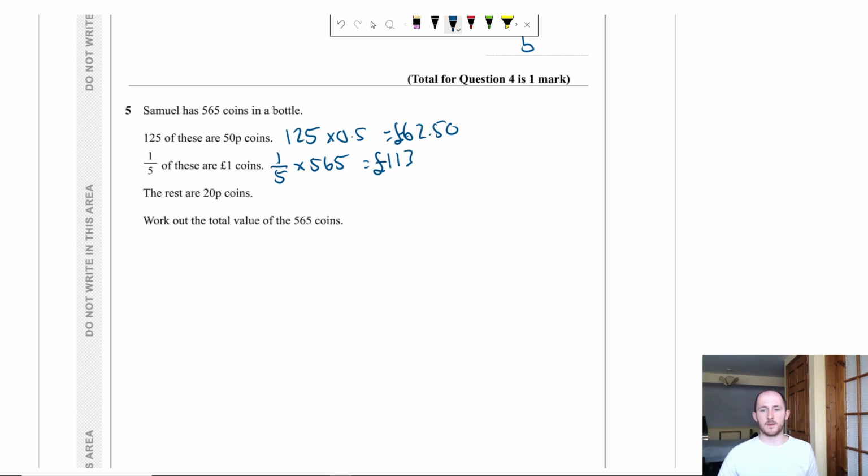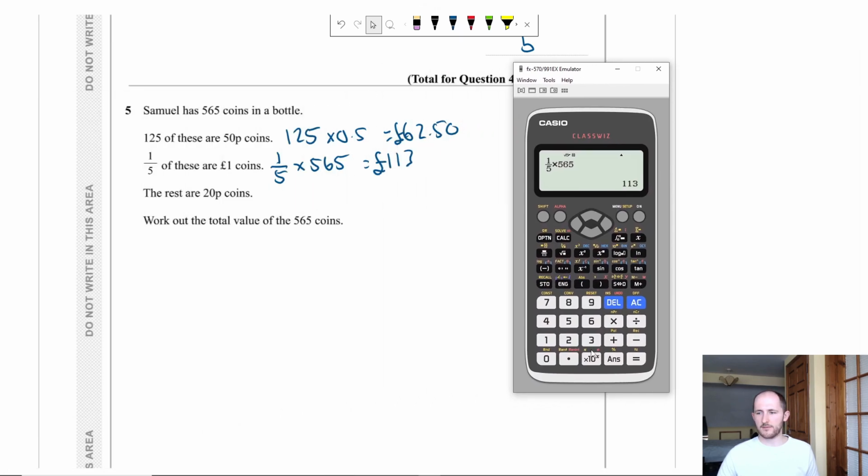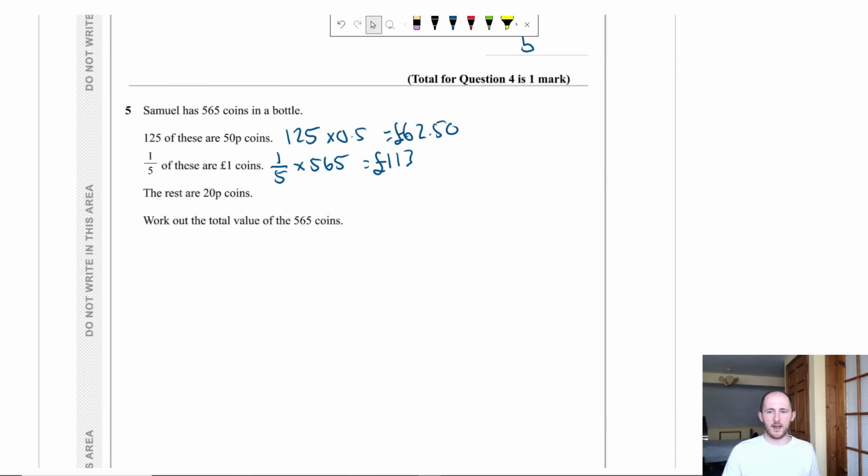So what we have to do here is work out how many coins are left. We started off with 565. We took away 125 because those were 50p coins, and then we took away another 113 coins, which were £1 coins. So we're left with 327 coins, and they're all 20p coins.